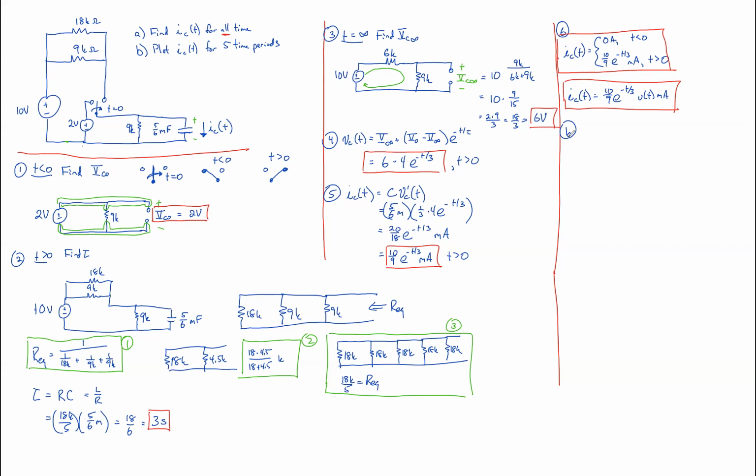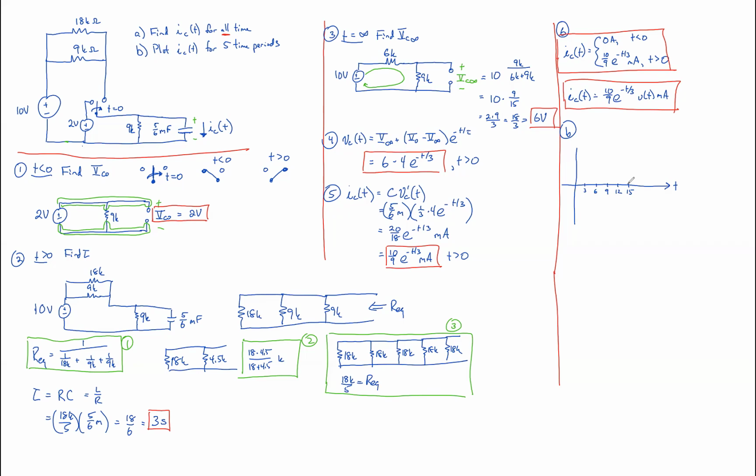For part B, it just asks you to graph it. So let's plot it quickly. Here's our time. Now, it's 3 seconds for every time period. So 5 time periods will give us 1, 2, 3, 4, 5. You know, after 5 time periods, your final answer will be within 1% of its final value.